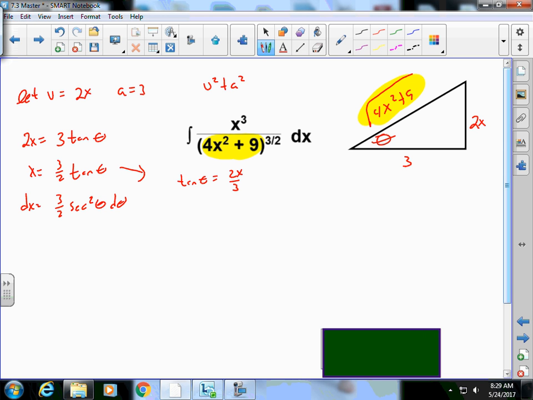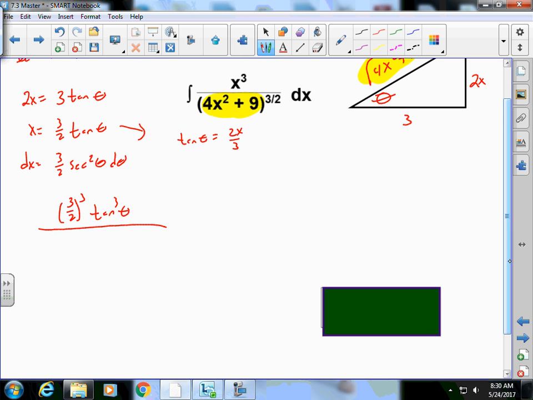Now, we're going to substitute everything. Instead of an x cubed, we're going to take the x value and cube it. So I have a 3 halves cubed tangent cubed theta all over 4 times, and I'm going to break up the 3 halves again, squared tangent squared theta plus 9. That's all being raised to the 3 halves. Instead of a dx, I have a 3 halves secant squared theta d theta.